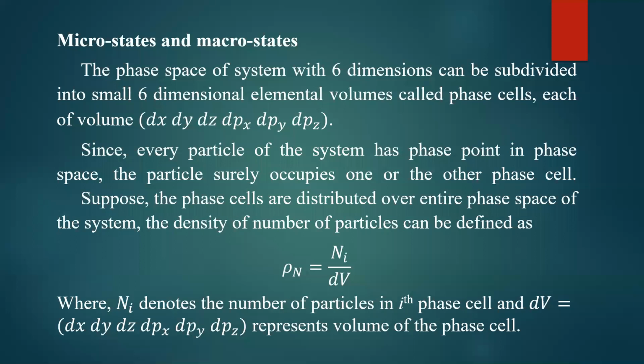So that is what density of particles says. What is density of particles? It is the number of particles per unit volume. That is represented as the number of particles in a particular phase cell, the ith phase cell, divided by the total volume of that phase cell. So first understand the phase cell, and then we have to understand the microstate and macrostate. So first remember the concept of phase space, phase point, phase cell. Phase cell is an elemental volume in a phase space. Remember that.